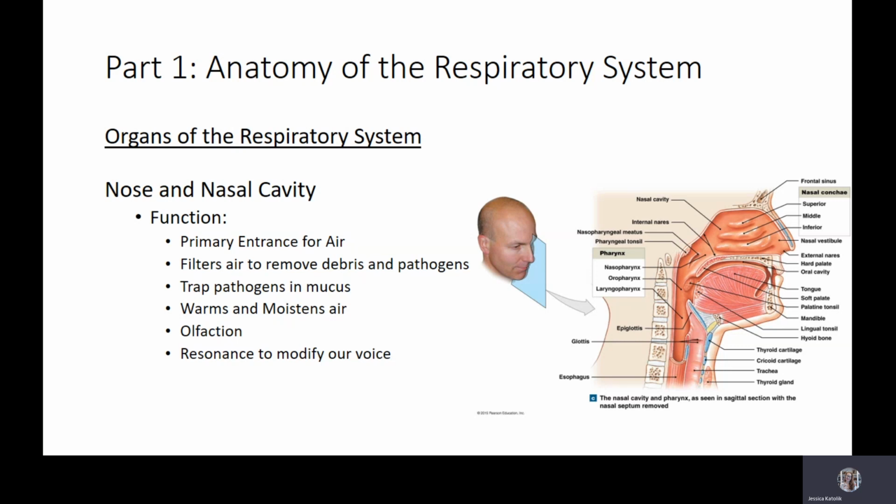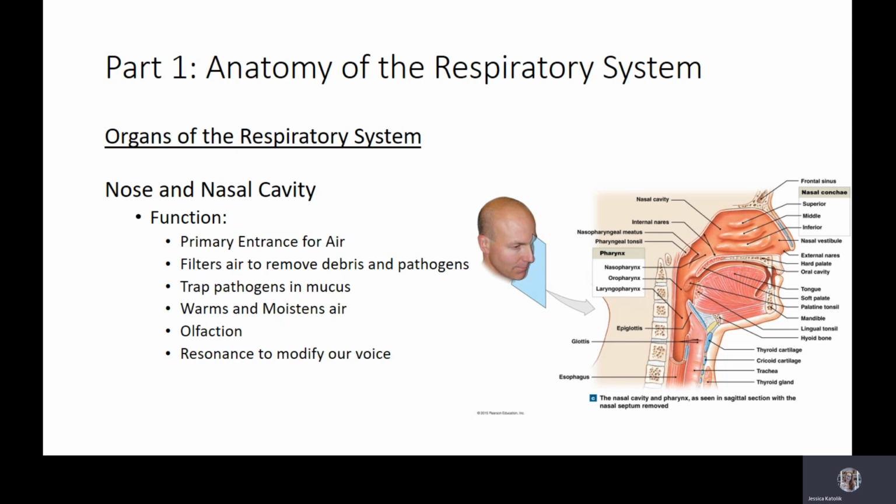In addition to doing that, the turbulence and the spinning of the air will actually fling pathogens and debris out of the air and get it stuck into the mucus that is filling the nose and the rest of the respiratory tract. And so it'll help clean the air before it goes into the respiratory tract. So that's kind of cool.